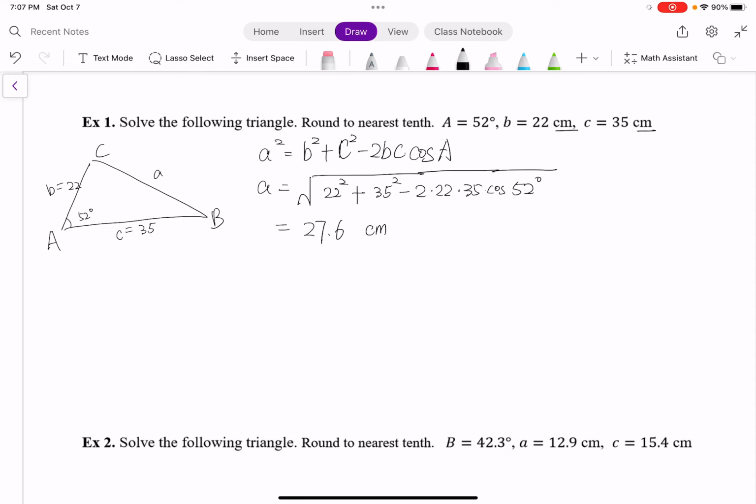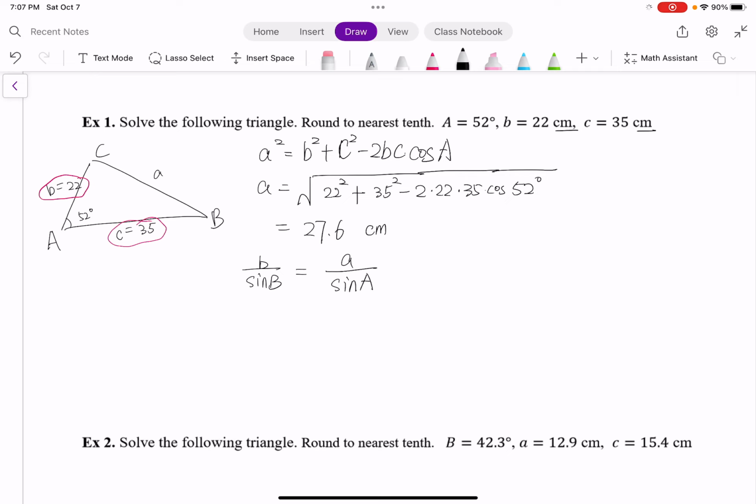And what is next? Which angle am I looking for? I'm looking for the shorter side. Now we have two given sides, b and c. Which one is shorter? b is shorter. So I can list the relationship between b and a: b over sine B equals a over sine A.